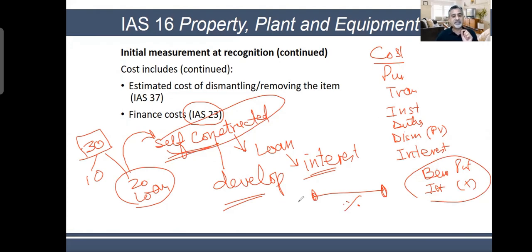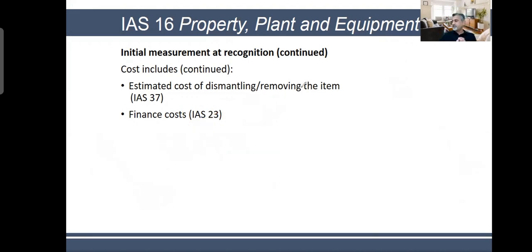But for self-constructed assets, this is the creation period. You are not using the asset. You are only developing it. During this period, there is no benefit. So what do I do with the interest? Interest is added here.